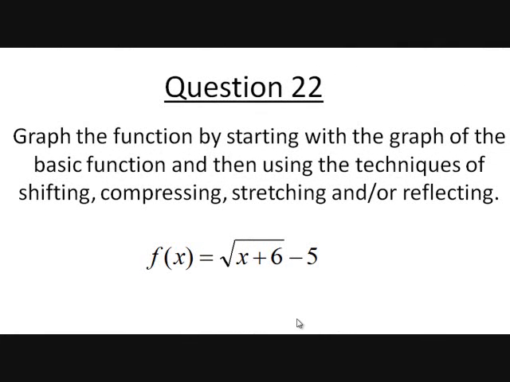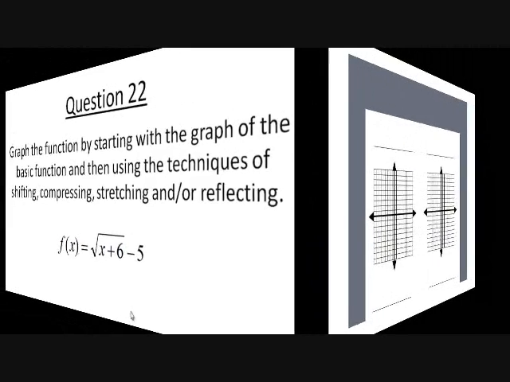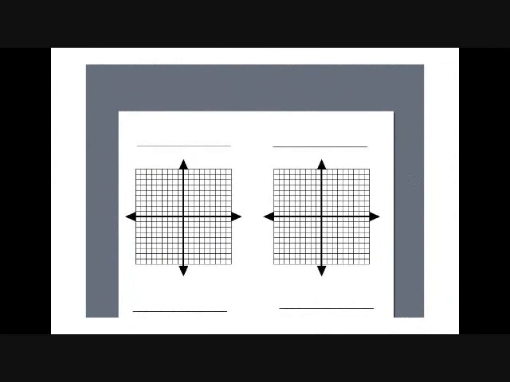Okay, question 22 is exactly the same question, but I change the function. The new function is f of x is equal square root of x plus 6 minus 5. Okay, this is the question 22. In this case, it is obvious that the basic function that we are using is square root.